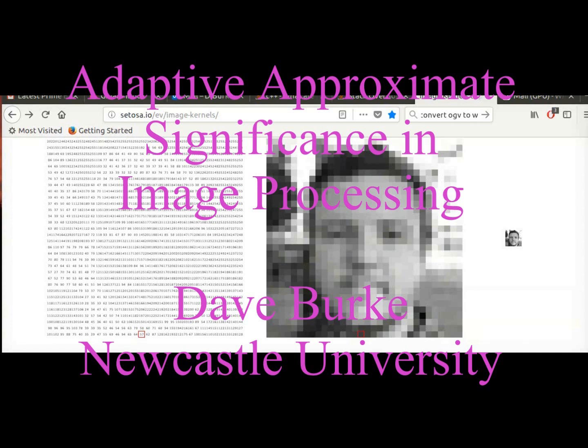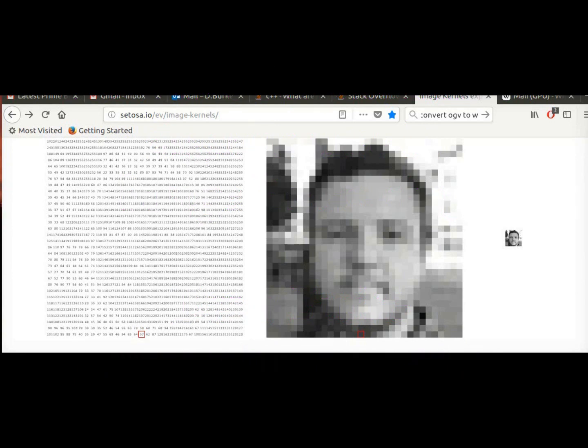In order to understand what adaptive approximate significance in image processing can achieve, it's essential to understand how image processing is currently performed. I'm going to use the Setosa.io site to explain this, and I'd recommend anyone to visit the site for further experimentation. This image shows a small area of a larger image, with the grayscale matrix on the left, representing the pixels of the image in the center, and a smaller cutout image to the right.